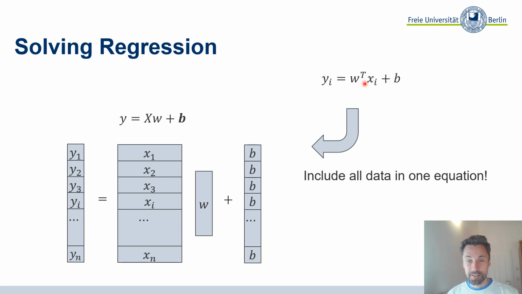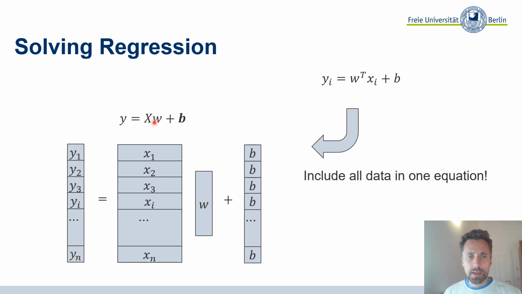So let's solve linear regression and let's solve the minimization problem. So let's start here. We have our line or a plane equation that should be satisfied for all pairs xi and yi. So we want to find the parameters w and b that explain the data. So first step is to put all of these individual equations into one matrix times vector equation.